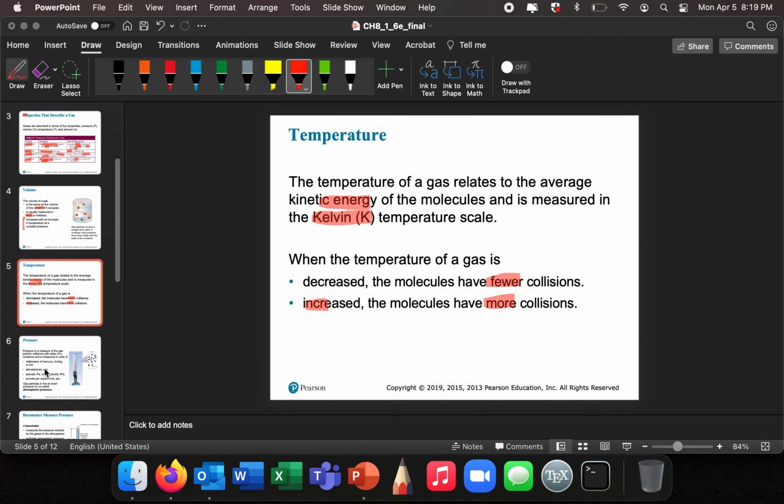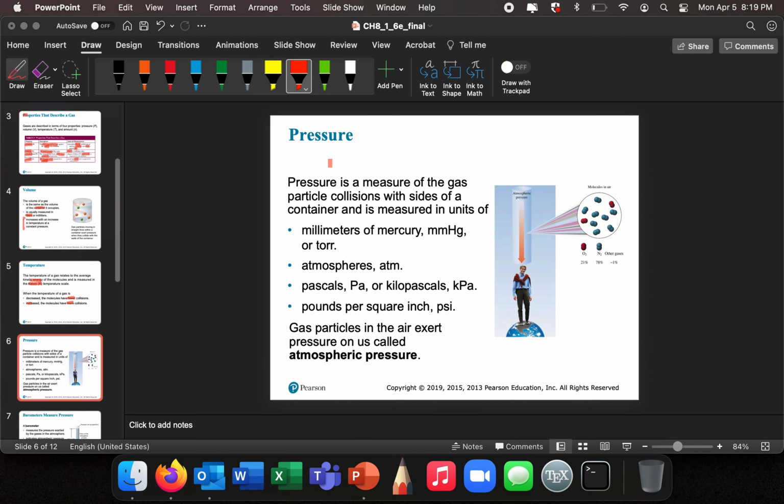All right. The third property is pressure, and pressure is a measure of the gas particle collisions against the walls of the container. And it's measured typically in units of atmospheres. We are going to use millimeters of mercury and torr a lot. Those are the same thing. Pascals is the SI unit, and much less commonly we're going to say PSI, or pounds per square inch.